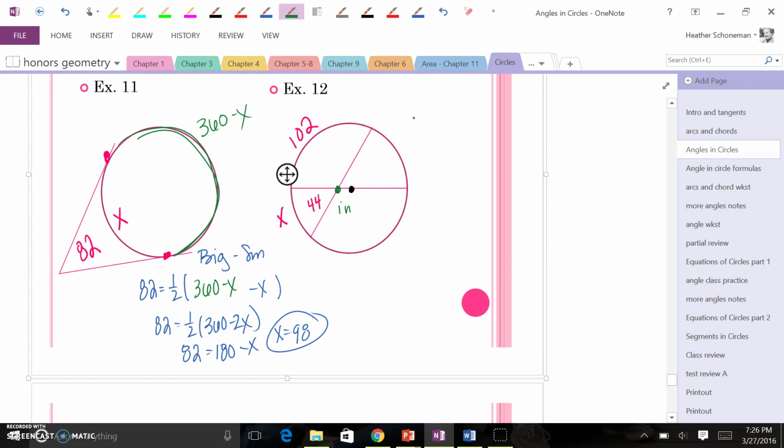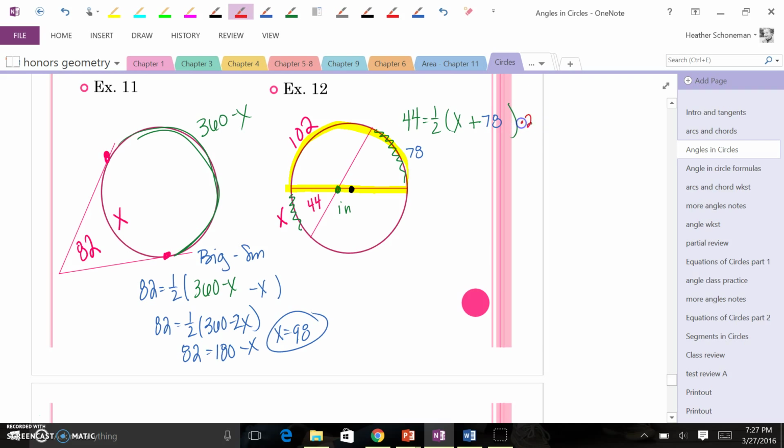So when it's inside the circle, the angle, which is 44, equals 1/2 the sum of the two arcs. Okay, so one arc is x. The other arc we don't know. We can look and see that this is a diameter. So that means that this together is 180. So 180 minus 102 is 78. So we know this other arc is 78. And now we can solve the problem.